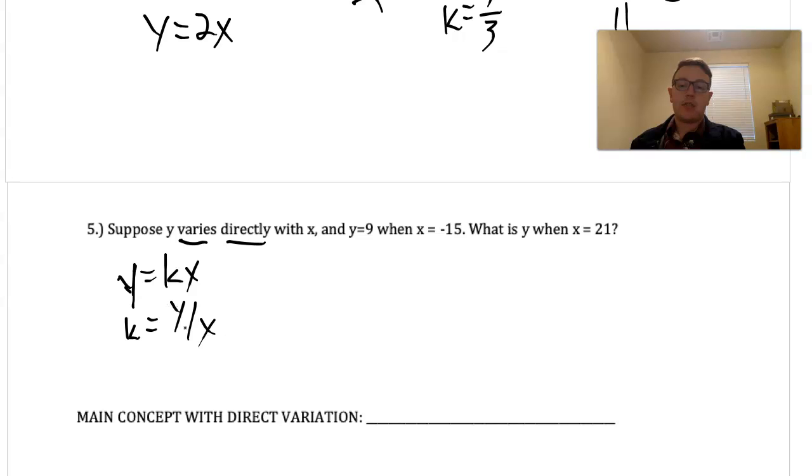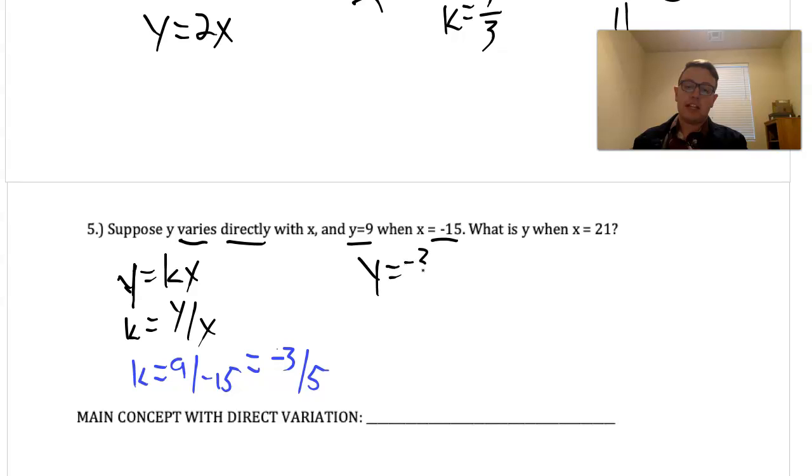Well, do we have an x and a y that we could use to figure out k? We do. We have 9 and negative 15. So we can use those to say, what's k going to be? Well, it's going to be 9 divided by negative 15. Or if we simplify that down, this will be negative 3 over 5. So even though we didn't know where to start, we just wrote down what we knew and saw whether we could use anything in the problem to help us clear anything out. So now that we know k, we know what the direct variation is. So y is equal to negative 3 over 5x.